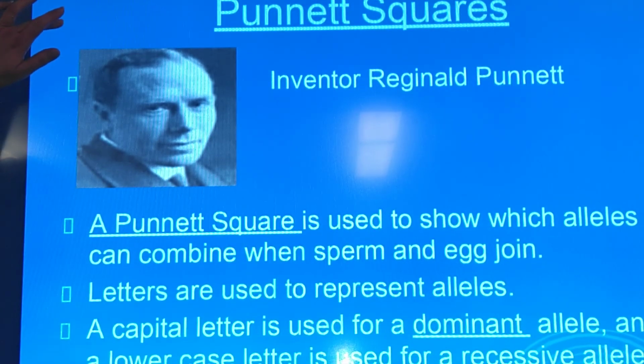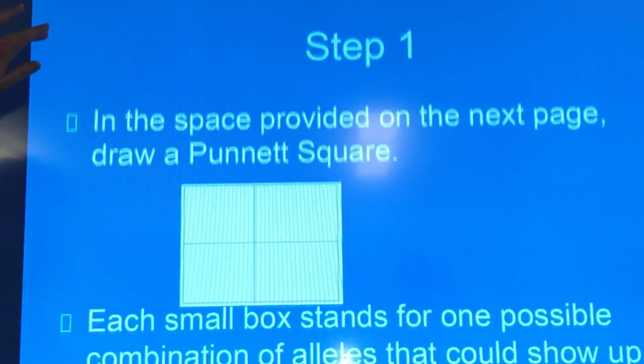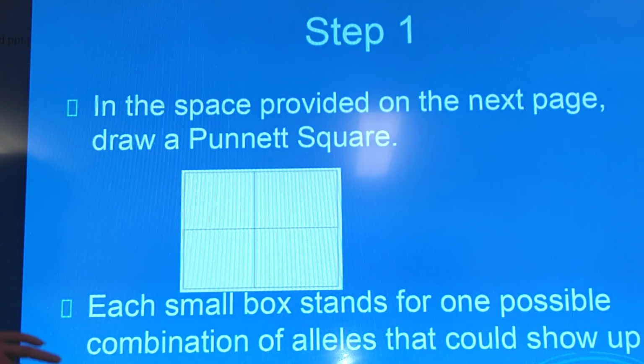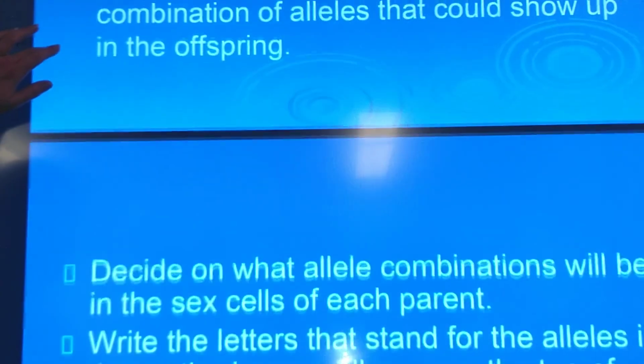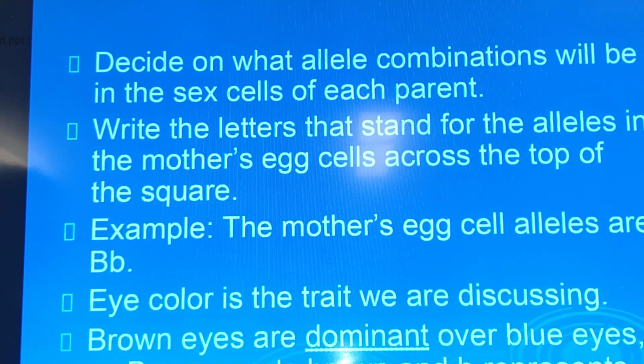Reginald Punnett came up with the idea for the Punnett square. Those are the little squares that we used a minute ago that you can go through and determine what alleles can go to the gametes when they're formed. So you draw your Punnett square, and each square is going to stand for each possible gamete that could come out. Decide what your allele combinations are for your parents. Then you're going to write those in there.